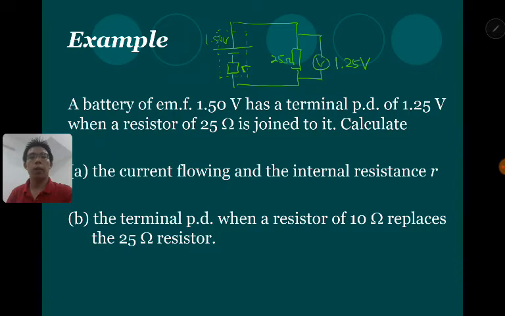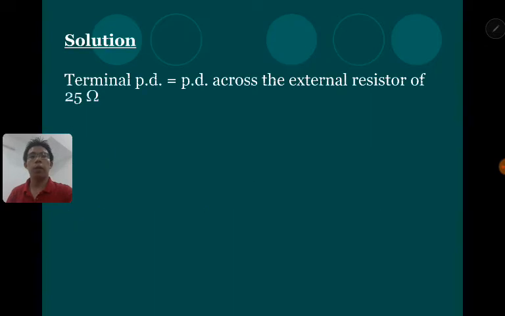Calculate the current flowing and the internal resistance r. So for the current flowing, what we can do is that, okay, we can use I equals V over R, because the 1.25 is the terminal potential difference. That's the PD across the 25 ohm. So once we divide by the 25, we will get the current, that is 0.05 ampere.